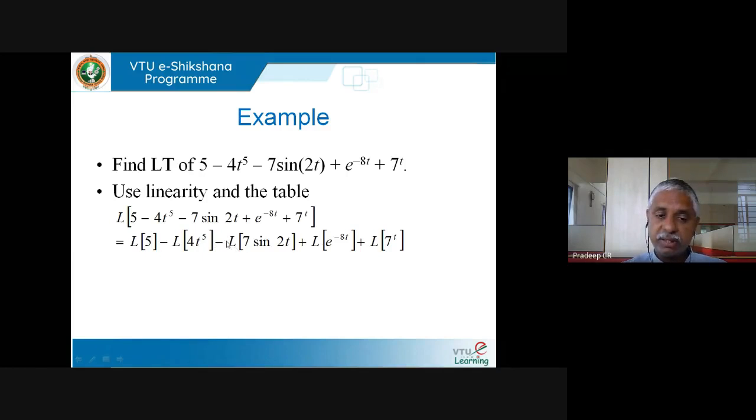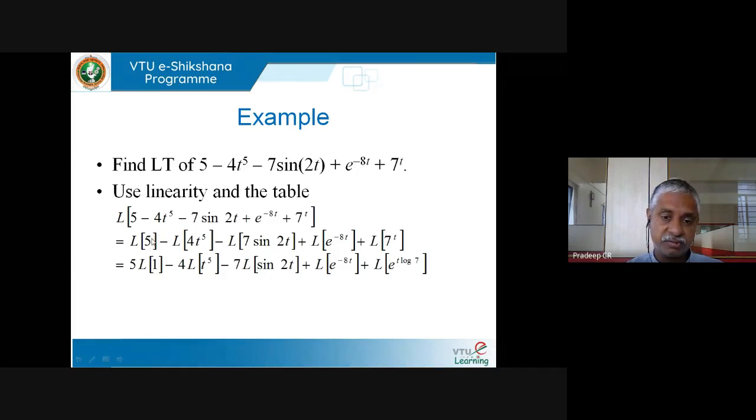And for the second part, I will pull out the constants. So pulling out the constants, I get 5 L of 1. Constant function 5 is the same as 5 times constant function 1. Similarly, 4 I can pull out, 7 I can pull out, etc. And now Laplace of 1, t power 5, sin 2t, e power minus 8t, and this is a bit of a trick: 7 power t is the same as e to the power of t log 7. So I have written 7 power t in a form for which I can find Laplace very easily.